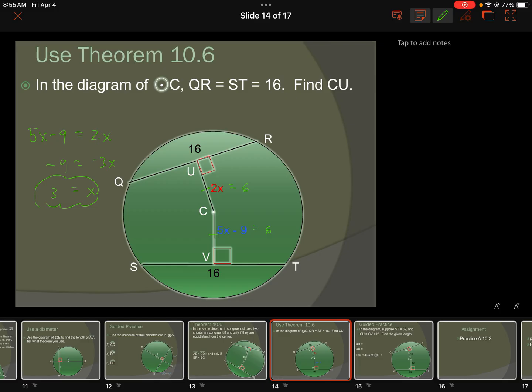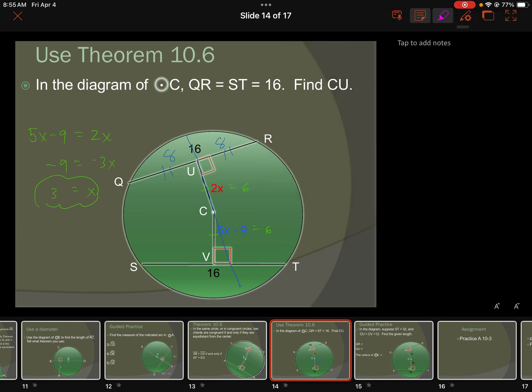Okay, now a little glimpse into the future here. This is a pretty basic problem. There's some other things you can do with this. It's kind of neat. What if I extended this segment into a diameter? See how the diameter is perpendicular to that chord? Doesn't that make those two pieces equal? 8 and 8.